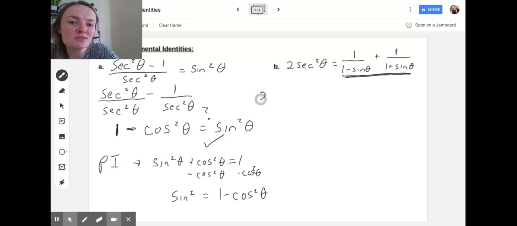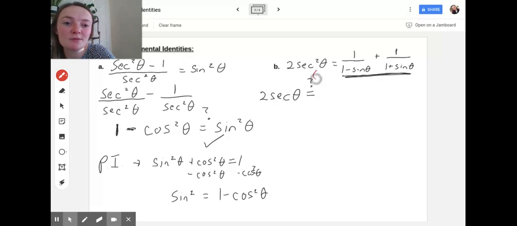So I want to know, does 2 secant of theta, does it equal, I'm putting a question mark, I don't know, does it equal this whole thing? Well, I have two fractions. I want to probably combine them. In order to combine them, I'm going to have to get a common denominator.